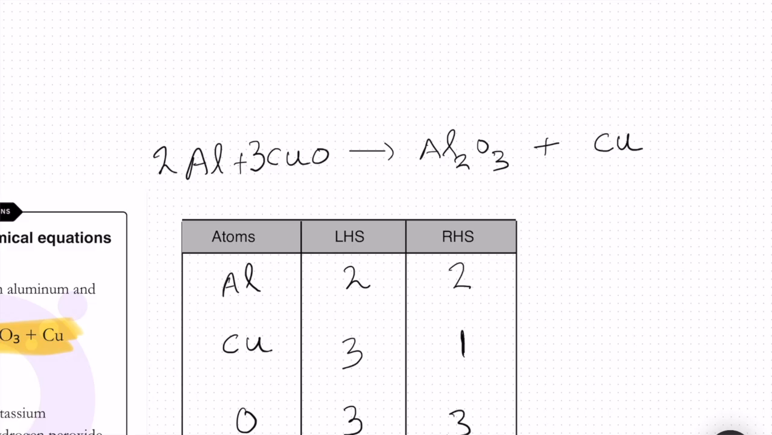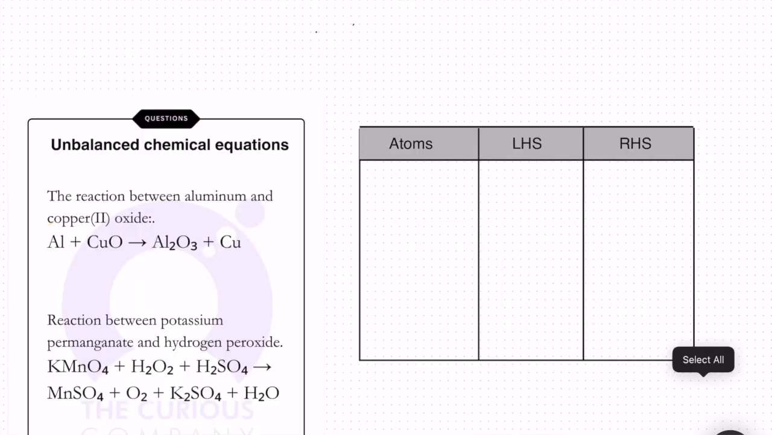Since it's a singular atom in Cu, the process is once again easier. All we need to do is multiply 3 to the copper atom on the RHS. Once again, we have successfully balanced the chemical equation. Now we are moving on to the really difficult side of equations.